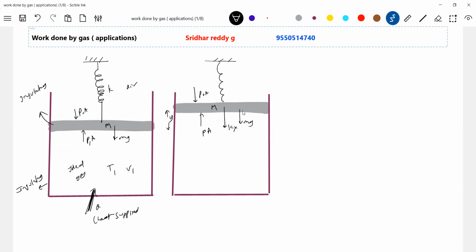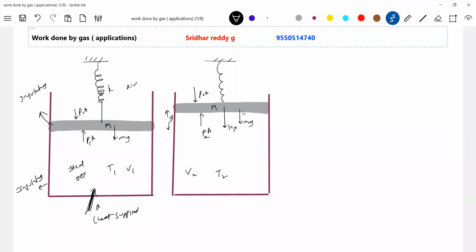This is what happens when I supply heat. The temperature of the gas is T2, volume is V2, and the pressure of the gas has become P2. So what is the state of the piston? When I supply heat, the gas will expand. When it expands, it will push the piston up, and here gravity is present, mg.